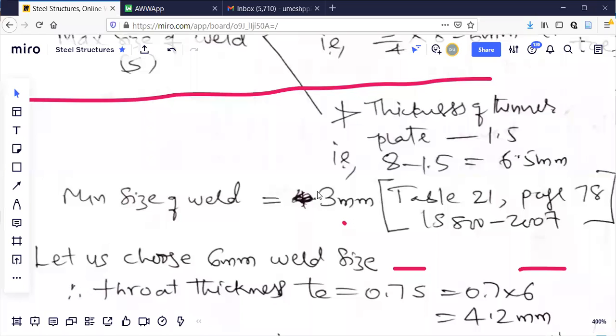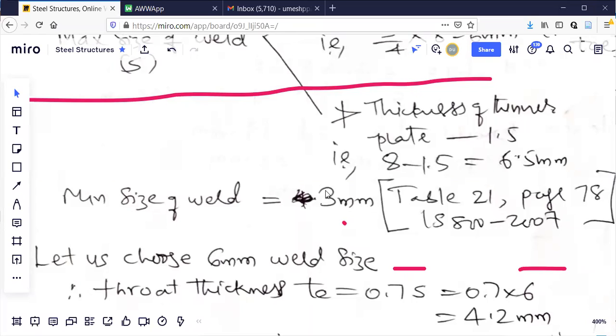A fabricator can weld these two plates or members using a 3 mm weld if you tell him so. So the minimum is 3, the maximum allowed is 6. So we will go with 6 mm now. The value should be within 3 and 6.5.